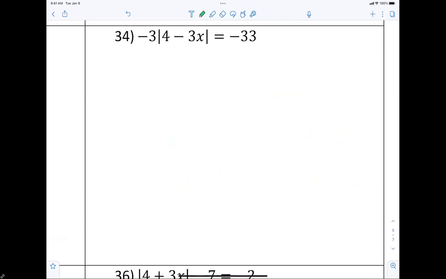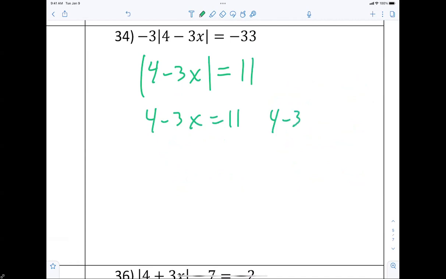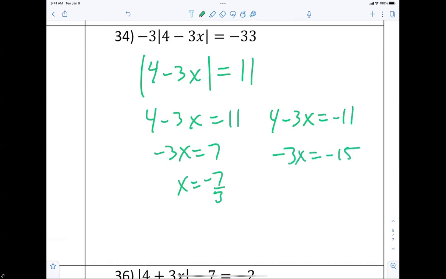So over here, what do I have to do first? Yes, divide by what? Right, so we're going to get the absolute value of 4 minus 3x equals 11. So now you just write 4 minus 3x equals 11, and 4 minus 3x equals -11. -3x equals 7, x equals -7/3. -3x equals -15, x is equal to 5.